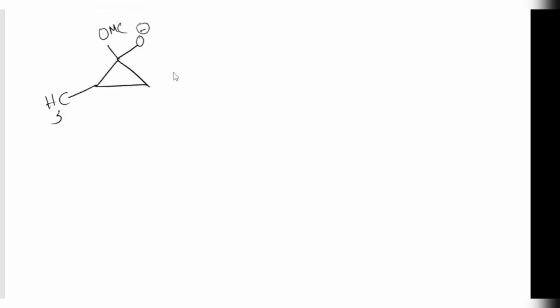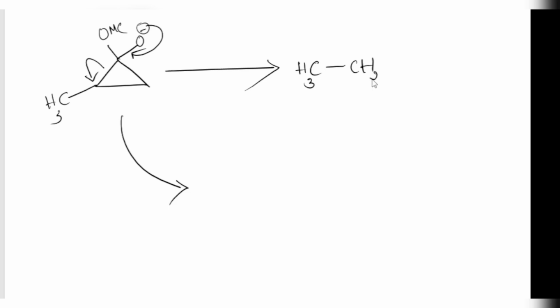Then we have two options. Suppose this bond breaks, then what will happen? Here CH3 is there, and CH2, here a negative charge will be there. This bond breaks, then again I have to count this carbon. Here CH2 is there, and finally I have C double bond OMe, like this. Now this is one product with a negative charge.